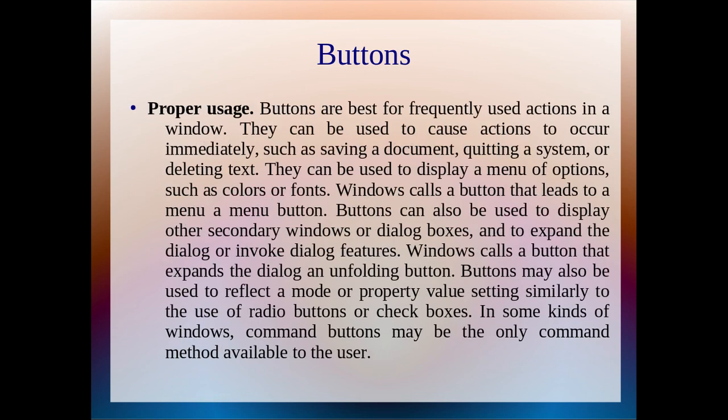Proper usage of buttons. Buttons are best for frequently used actions in a window. They can be used to cause actions to occur immediately, such as saving a document, quitting a system, or deleting text. They can be used to display a menu of options, such as colors or fonts. Windows calls buttons that lead to a menu a menu button.